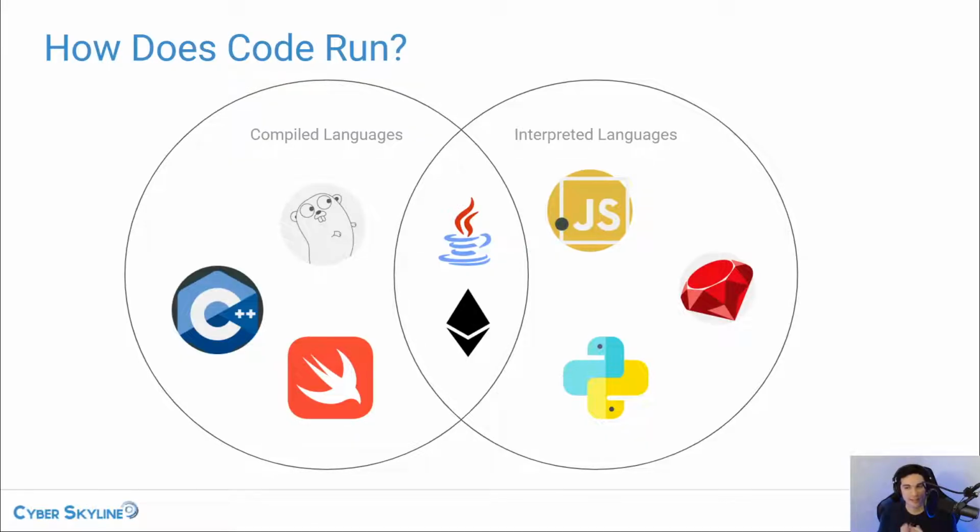So with these languages, the author will write in a human readable format, but that human readable format is not what gets processed by a computer. That human readable format gets sent to something called a compiler, which will convert the human readable code into machine optimized code. And the reason that people do this, one is for efficiency.